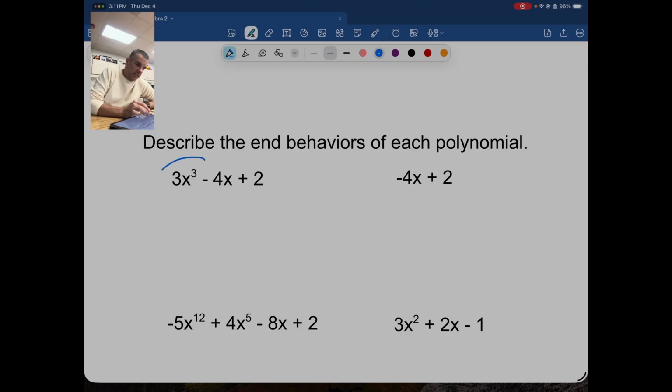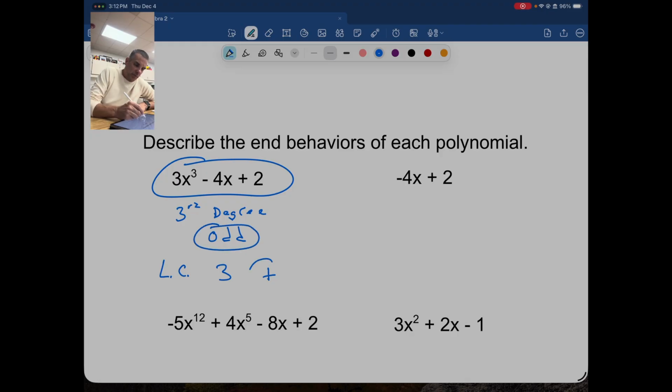So if I look at this first example, it's already in standard form, so we're good. The degree is 3rd, so this is a 3rd degree. 3 is odd, so this is odd. Our leading coefficient is positive 3, so that's positive. So this is an odd degree polynomial with a positive leading coefficient. The way we're going to describe the end behaviors is we are just going to draw where those end behaviors would be. Odd and positive is 1 and 3. And you're done. You move on to the next one.